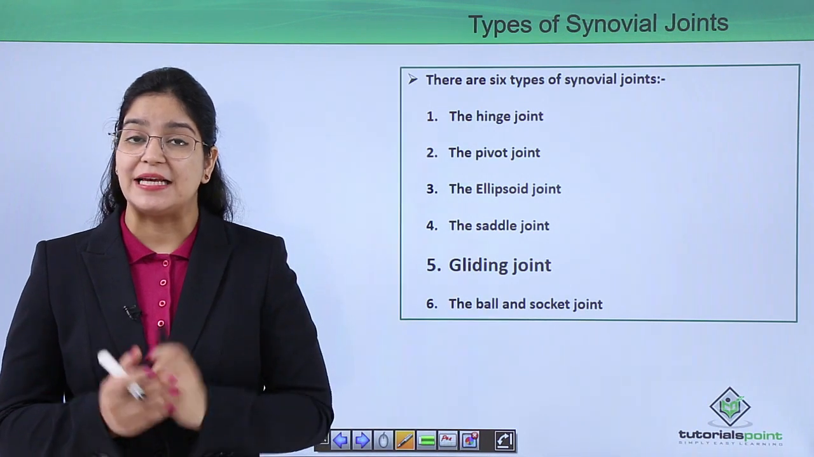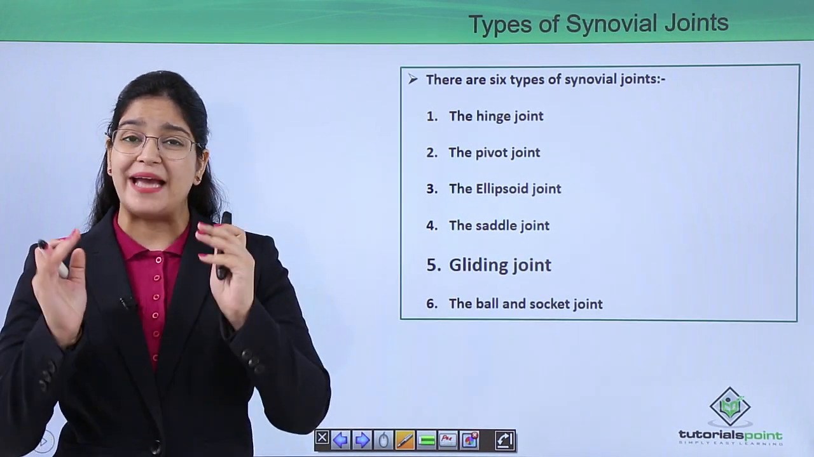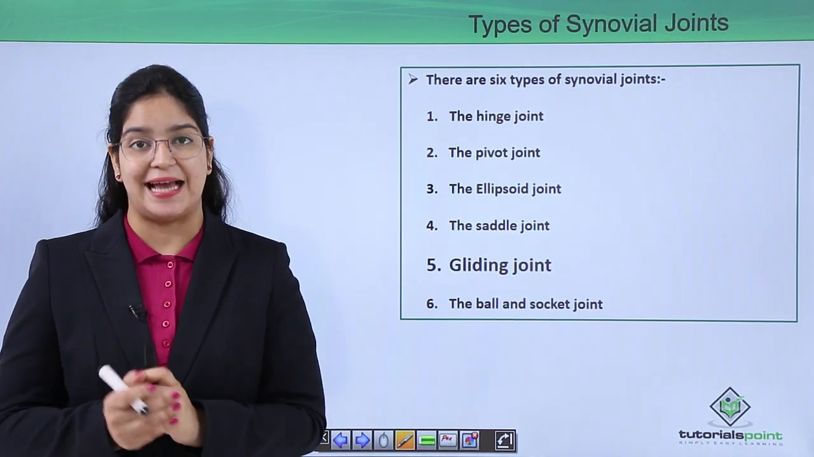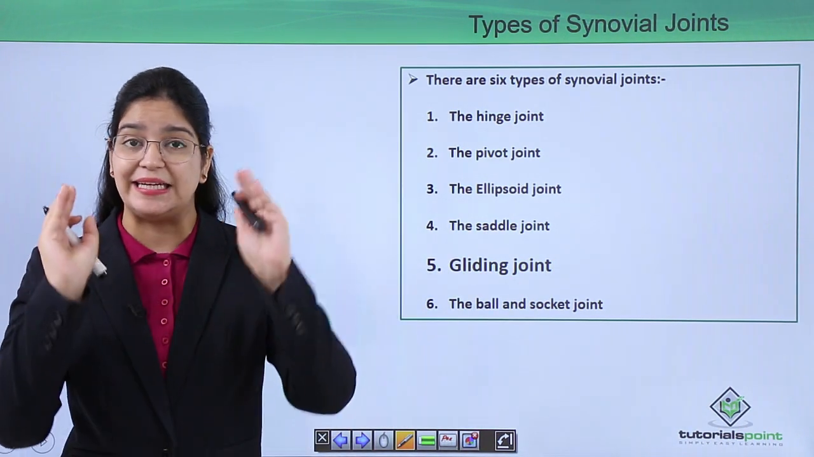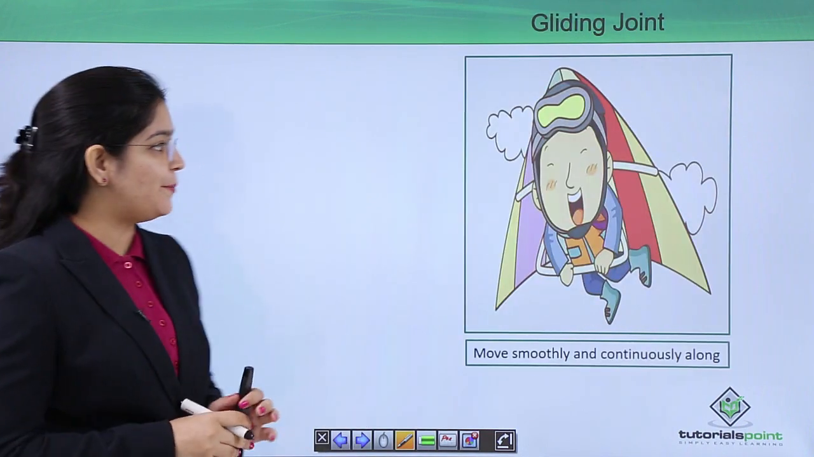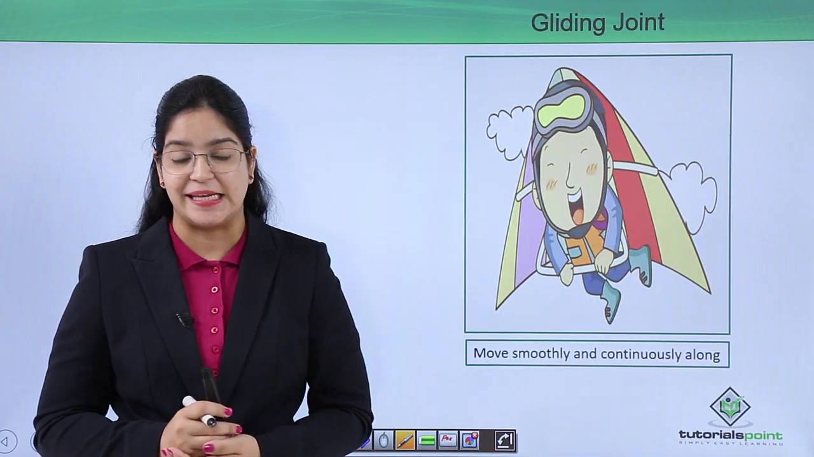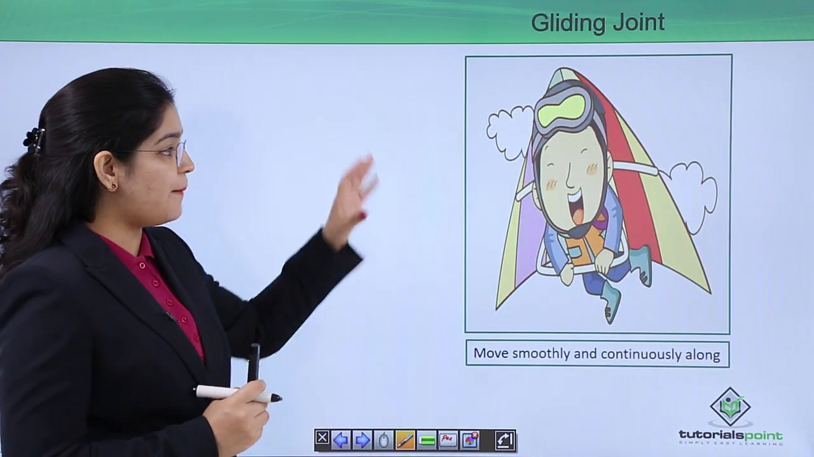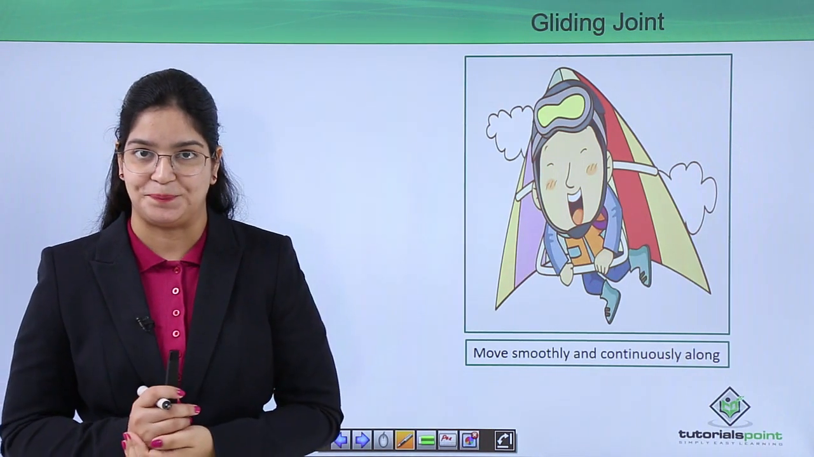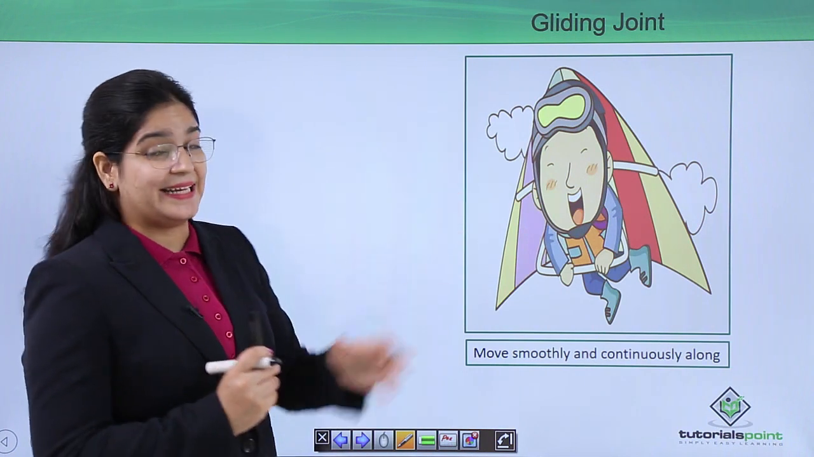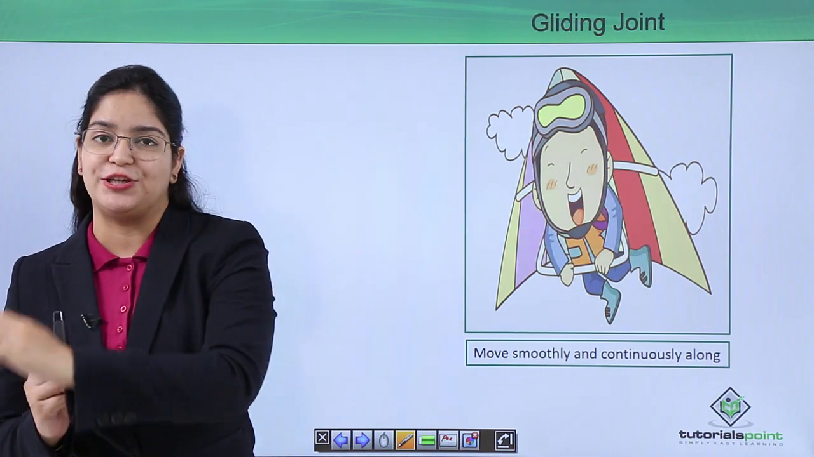But like always, let's first of all understand why this gliding joint is called the gliding joint, and to understand this we have to understand the term gliding. If you remember paragliding, it's a sport in which a person jumps from a height and then glides in the air. And this gliding is very smooth and continuous.